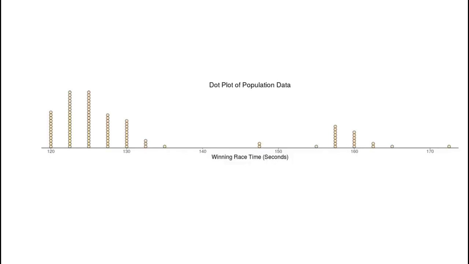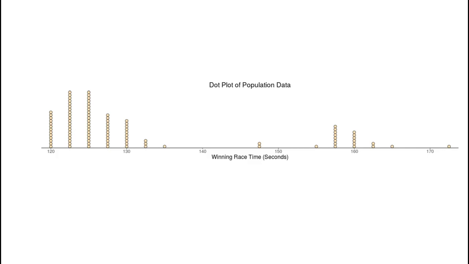To illustrate how the statistics behave, we will start with an example where we have access to population data. We will be looking at the winning race times for the Kentucky Derby since 1875. First, we will summarize the population data. We start with the dot plot of the population data.